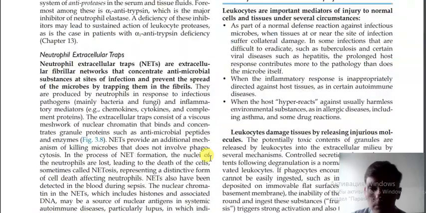So neutrophil extracellular traps. Please, I'll ask you about these neutrophil extracellular traps. What is the essence of this?